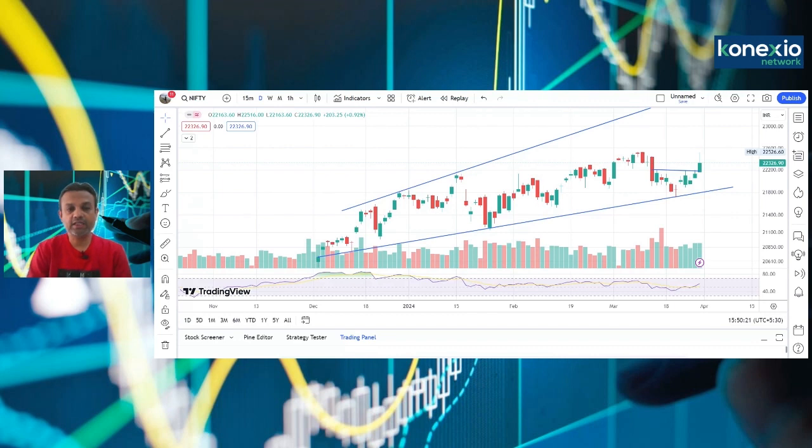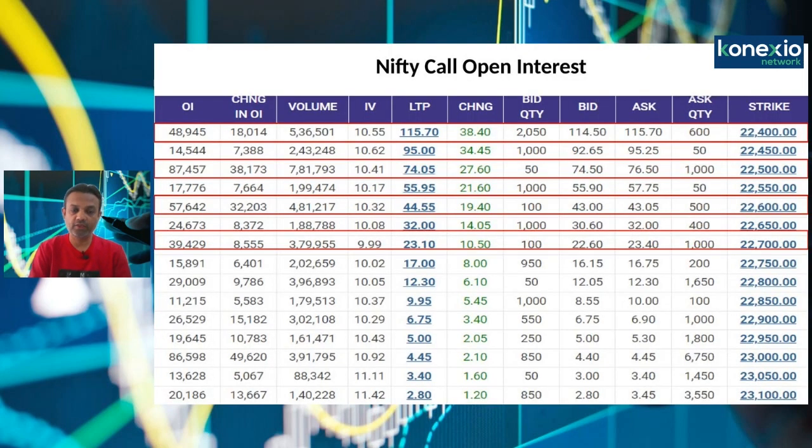So friends, now let us discuss the derivative data of Nifty calls for the next week. In Nifty calls, the action was seen in 22,400 calls, 22,500 calls, 23,600 calls and 22,700 calls. Here you can see there has been a rise in the open interest and volumes, the implied volatility is between 9.99 and 10.62, and the option premiums are positive. There is no hardcore writing seen yet at these levels, but the data is positive at this juncture.